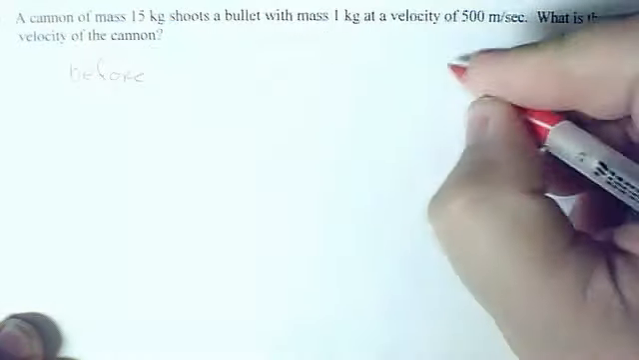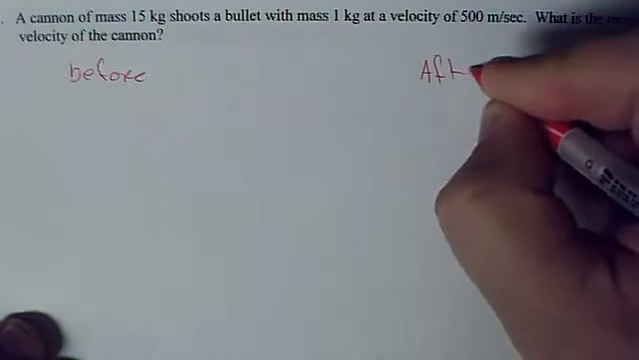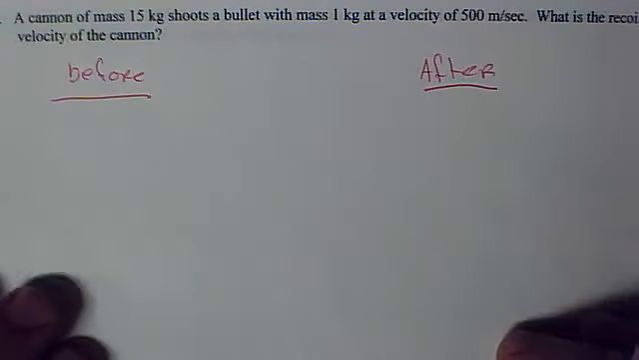Okay, example problem number 3. A cannon of mass 15 kilograms shoots a bullet with a mass of 1 kilogram at a velocity of 500 meters per second. What is the recoil velocity of the cannon? So we're going to do this as a before and after. So this is a conservation of momentum.